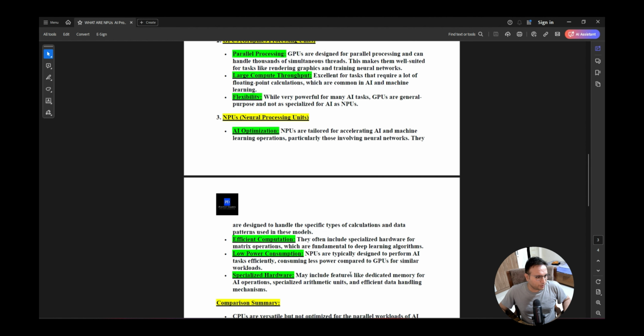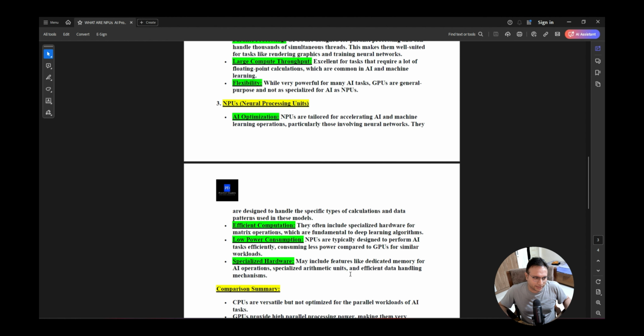Now, efficient computation. NPUs, as we have discussed a lot, often include specialized hardware for matrix operations, which are fundamental to deep learning algorithms. So basically, as we have designed the NPU in such a way that it can benefit AI tasks, definitely we can utilize it. And this hardware is specialized only to perform AI tasks in neural networks.